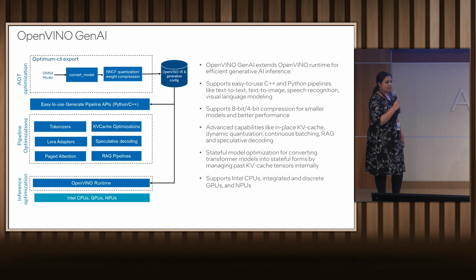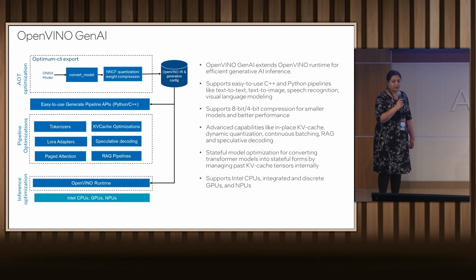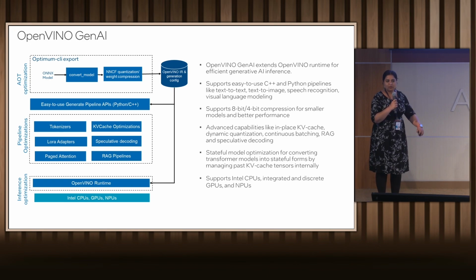And more recently, we added support for RAG pipelines and also support for structured outputs that can allow us to easily use the GenAI with Model Context Protocol and OpenAI APIs. So once these pipeline optimizations are applied, then OpenVINO runtime can use the model optimizations at the model level, and we get the end-to-end optimizations.